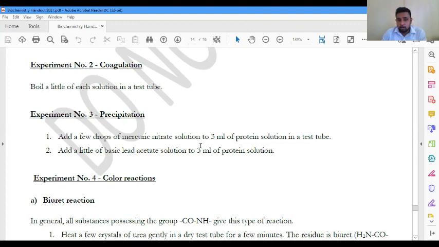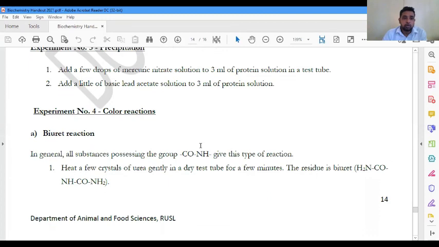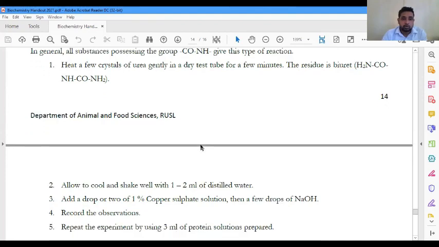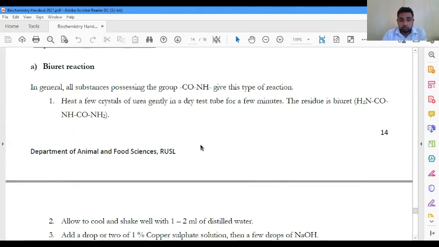But all the proteins we tested gave a precipitate or denatured with heavy metal ions like mercuric nitrate and lead acetate. Okay, then we discussed the biuret test. It is a well-known test to identify the presence of proteins. Biuret reaction, that means the formation of purple color solution by Cu2+, can happen when there are peptide bonds or peptide-like bonds. So a limitation of the biuret test is that urea-like things can form biuret and it can give positive results for the biuret reaction.